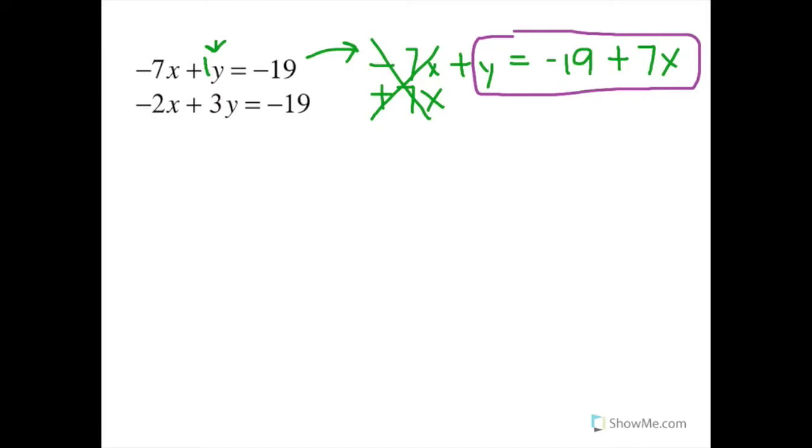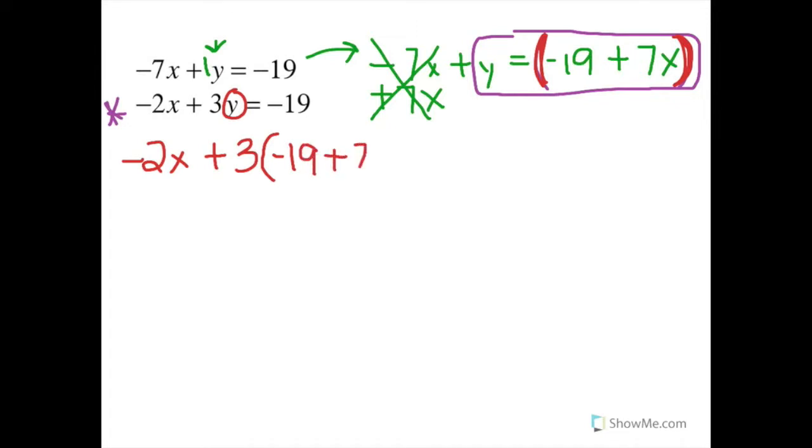So instead of writing y in this second equation right here, I'm going to take this whole statement, negative 19 plus 7x, and plug it in wherever I see y in the second equation. So I'm just going to go ahead and rewrite that. And instead of writing the y right here, I already solved for y. I know that y is equal to this. So I'm going to go ahead and take this whole piece and plug it in. Draw my parentheses, negative 19 plus 7x. Close parentheses, and then finish it.